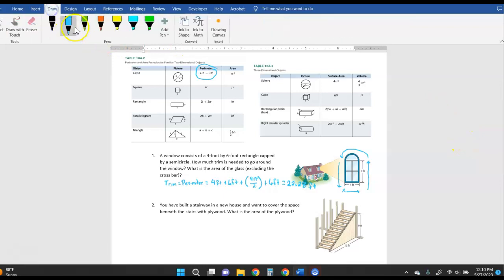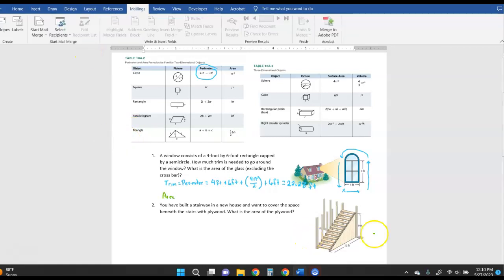Now for the area. It's telling us we want the area of the glass, excluding the crossbar, so we're going to pretend that this whole glass is one sheet of glass. So we have a rectangle and we have the semicircle. The rectangle we know is length times width, and a semicircle is going to be pi r squared, but then we divide that by 2 as well. So we have 6 times 4 plus the semicircle. Now we need the radius. The radius is half the diameter, so we have 2, so we have pi times 2 squared divided by 2.